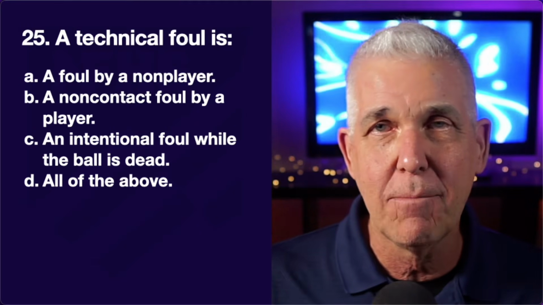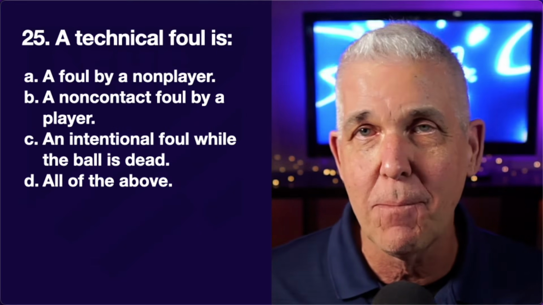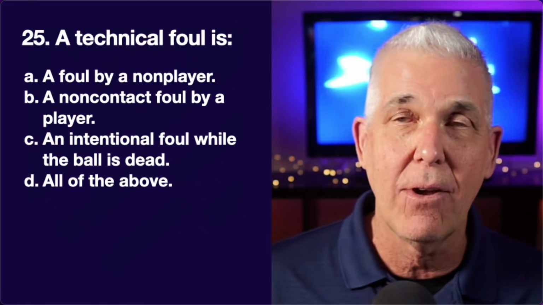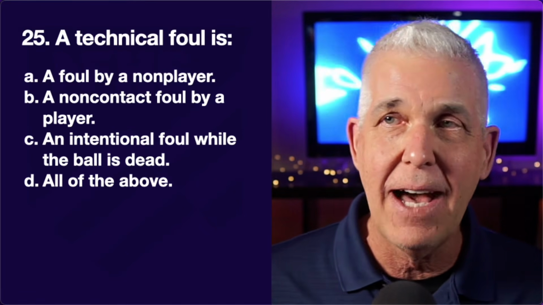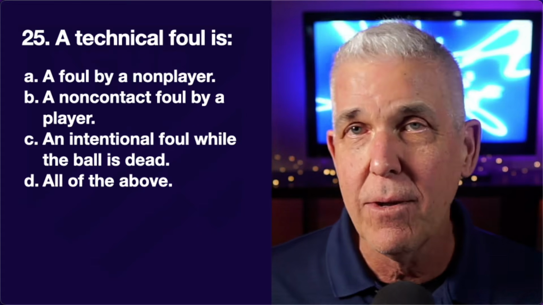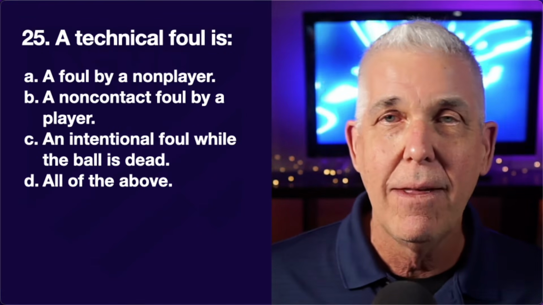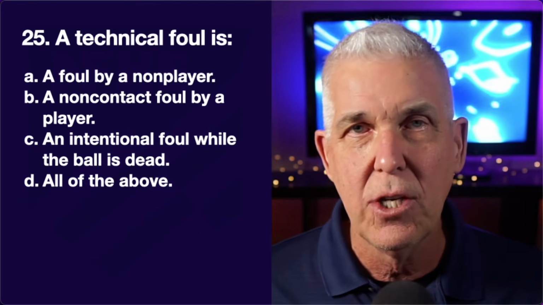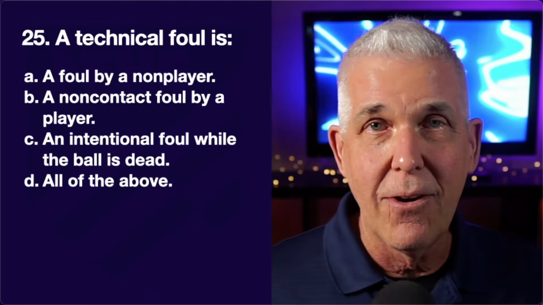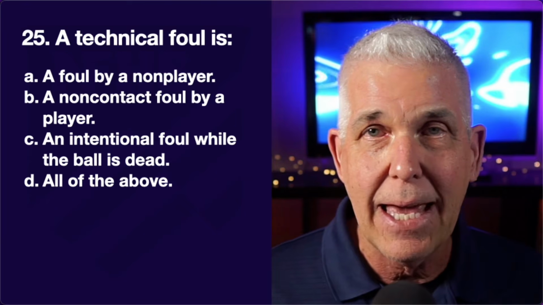A team member sitting on the bench extends a leg and trips a player on the court. That is a technical foul on that non-player. That individual would be assessed a bench technical foul. There would be an indirect on a head coach. B, a non-contact foul by a player.